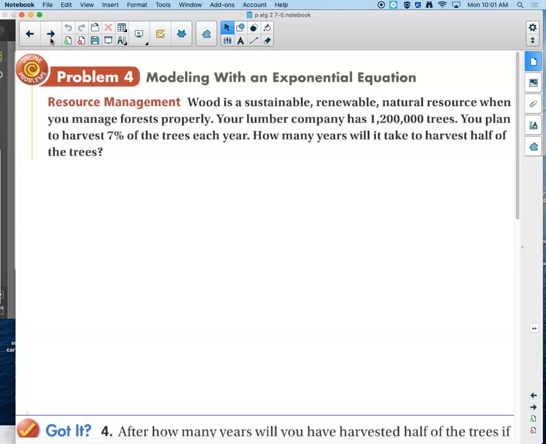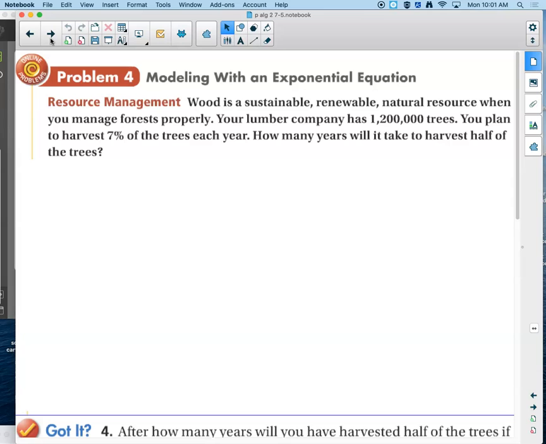This says, for resource management, wood is a sustainable, renewable, natural resource when you manage forests properly. Your lumber company has 1,200,000 trees. You plan to harvest 7% of the trees each year. How many years will it take to harvest half of the trees?